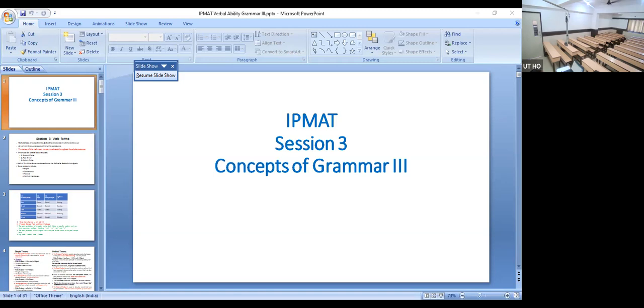So there are 3 tenses: the present, past, and future, that everyone knows, right? Now these are further divided into simple, continuous, perfect, and perfect continuous. Then it becomes a little complicated, right? So what we'll do is we'll quickly go through.